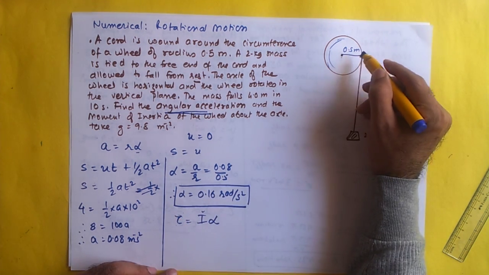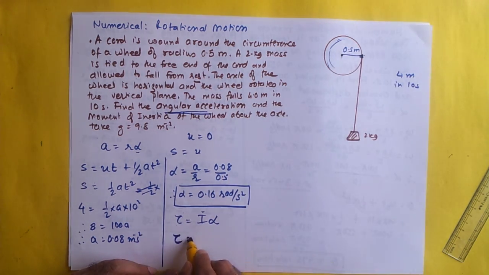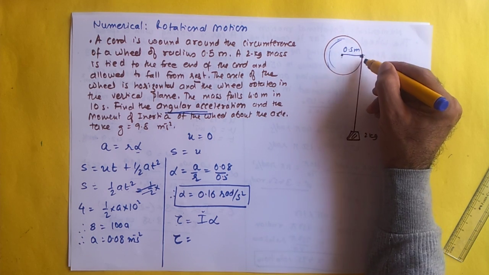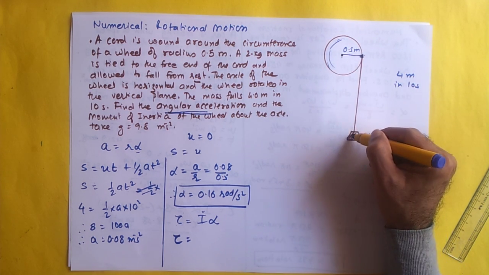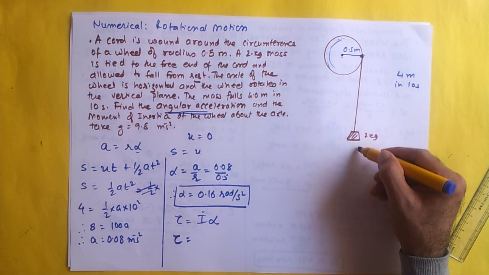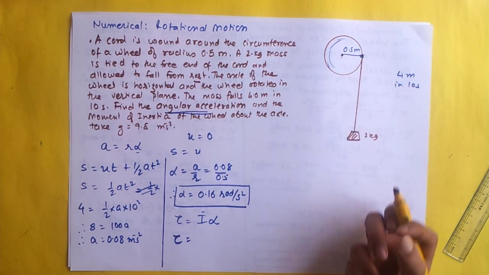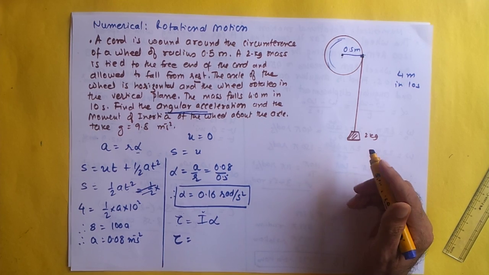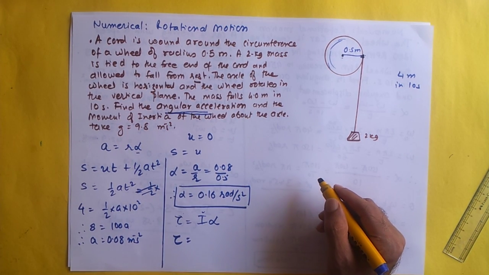What is the torque acting on this wheel? Who is applying the torque? Or what is the agency which is applying torque on this wheel? It is this particular force, the gravitational force. When the mass falls down, the earth is pulling it downwards. It is that force which is acting over here. And what is the magnitude of this force? We'll try to find out that.